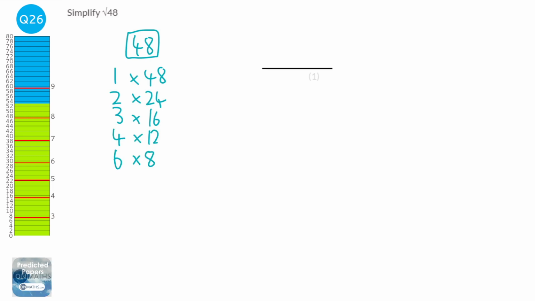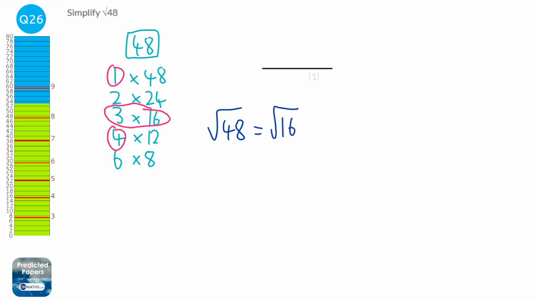Now we want to look and see where the largest square number is. So we've got the 1 there, we've got the 4, and we've got the 16. So the 16 is the largest square number. And so what we're going to do is rewrite the root 48, but instead of root 48 we want to split it up into square root 3 and square root 16, but always put the square number first. So I'm going to write it as root 16 times root 3.